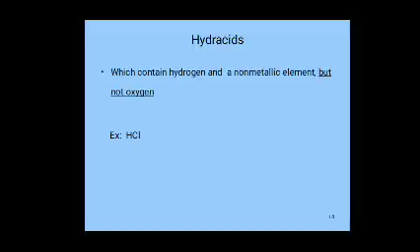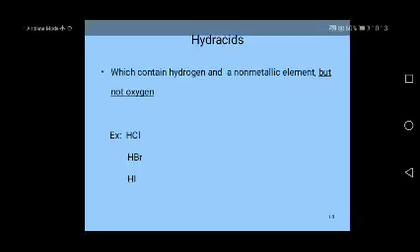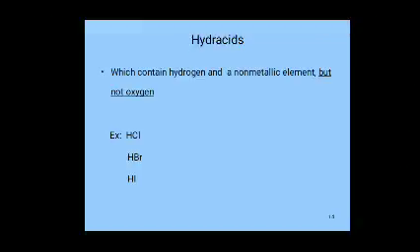Molecules like HCl, HBr, HI are hydracids. These all are hydracids, which contain hydrogen and non-metallic elements but no oxygen in the molecule.